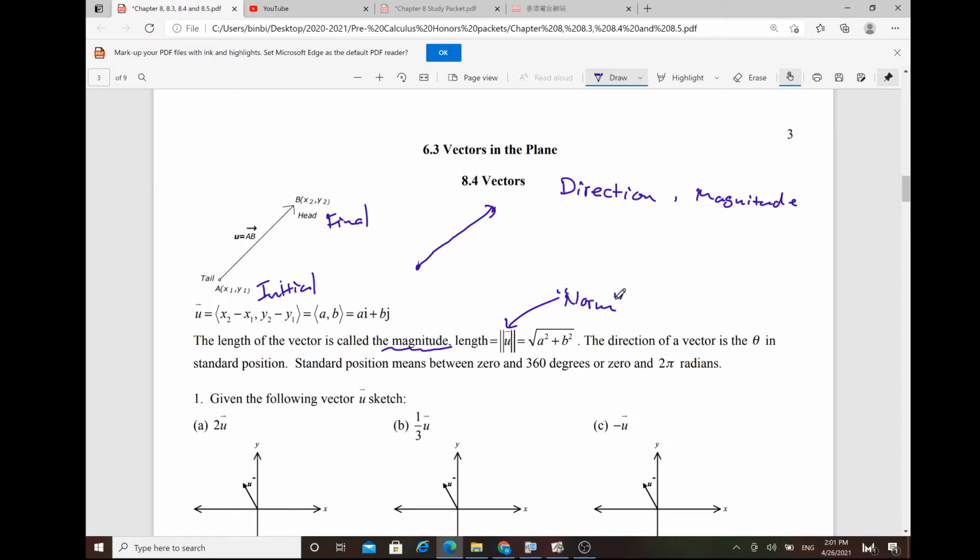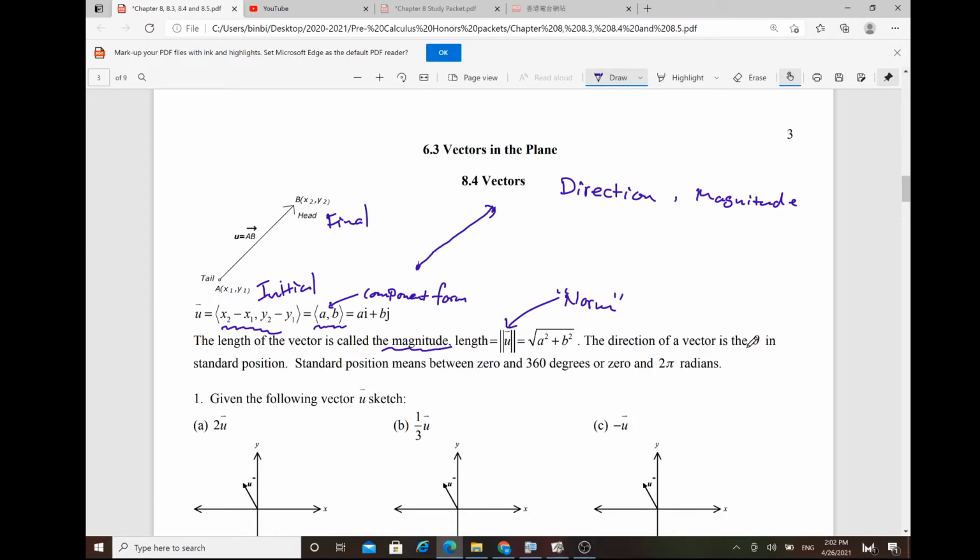So the norm of vector u is the square root of a squared plus b squared. With the xy coordinates, you subtract to get the distance, and you can also say it's the xy or AB component form, or this one could be written as the IJ component form. So this one is called the AB component form. And this one is called the IJ component form.